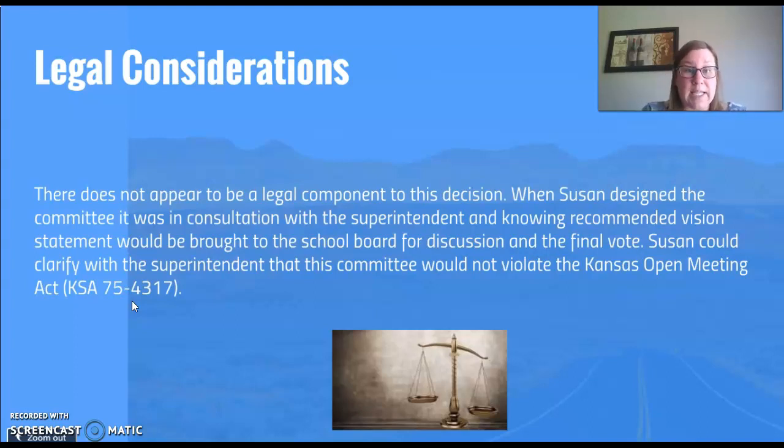When Susan designed the committee, it was in consultation with the superintendent and knowing that the final vision statement would be brought to the school board for discussion and vote. Susan should probably clarify with the superintendent that this committee would not violate the Kansas Open Meeting Act.